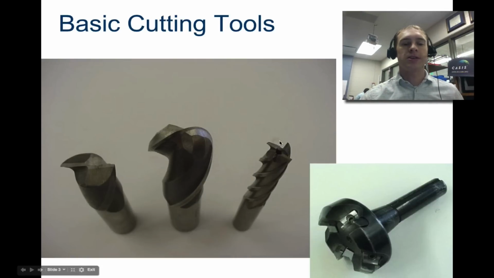So first is basic cutting tools. These are some different milling bits. This is an end mill bit, and it has two flutes. There's two cutting teeth here. This is a ball mill because it has a rounded edge, and it also has two flutes or two teeth.